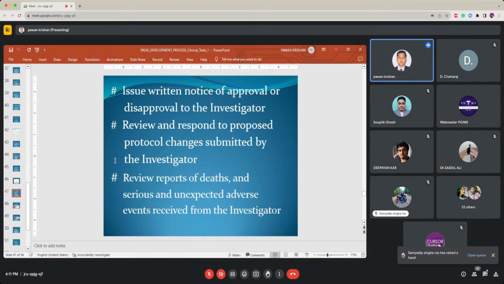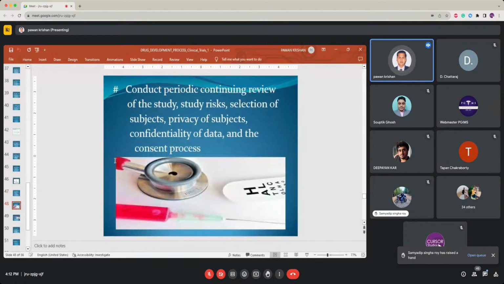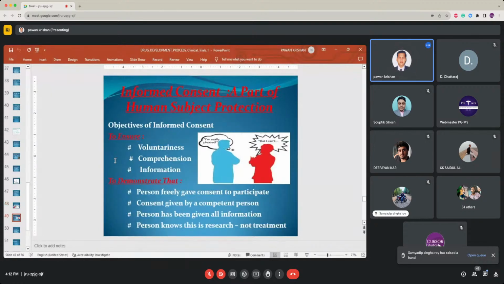Then the ethics committee should review and respond to proposed protocol changes submitted by the investigator, if there are any changes, and review the reports of any adverse effects, serious adverse effects, death, mortality. If there is anything that should be recorded, they should explore that. And continually, they should conduct periodic, continuing review of the study. Time to time, they should keep on conducting the review of the study.